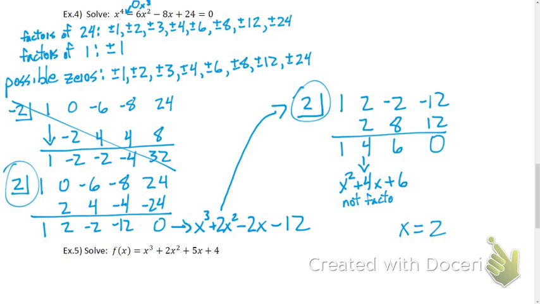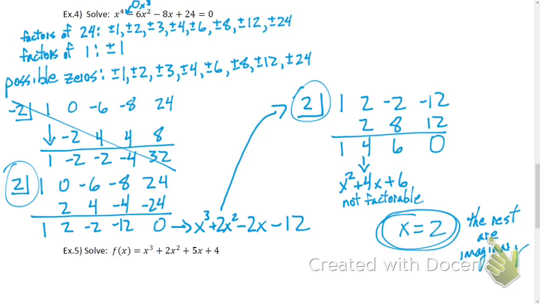Now what we could do if we were really wanting to see all the correct answers, we could plug that into quadratic formula and find the others. They're either imaginary or irrational, but this is the only rational answer. So I usually write something like the rest are imaginary. I guess they could also be irrational, but either way, we can't find them by factoring or synthetic division. So you're done.